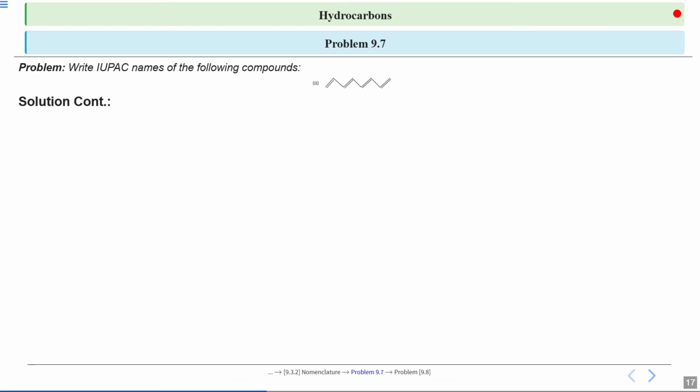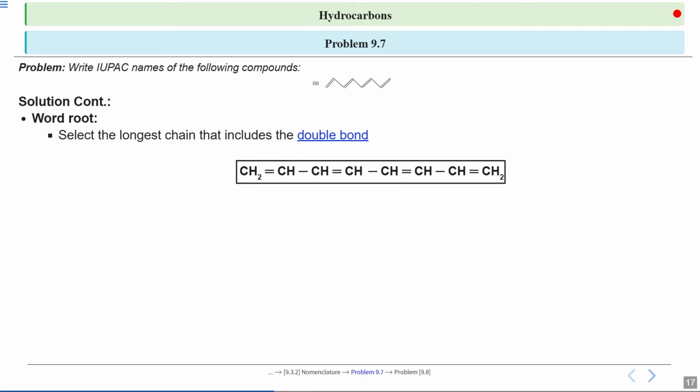What is the second step? It is deciding the word root. For that, you have to take the longest carbon chain that includes the double bonds as well. If you look at this given compound, it is very clear that only one chain is possible, and it is represented here. In this one chain, 8 carbons are present. So the word root is oct.